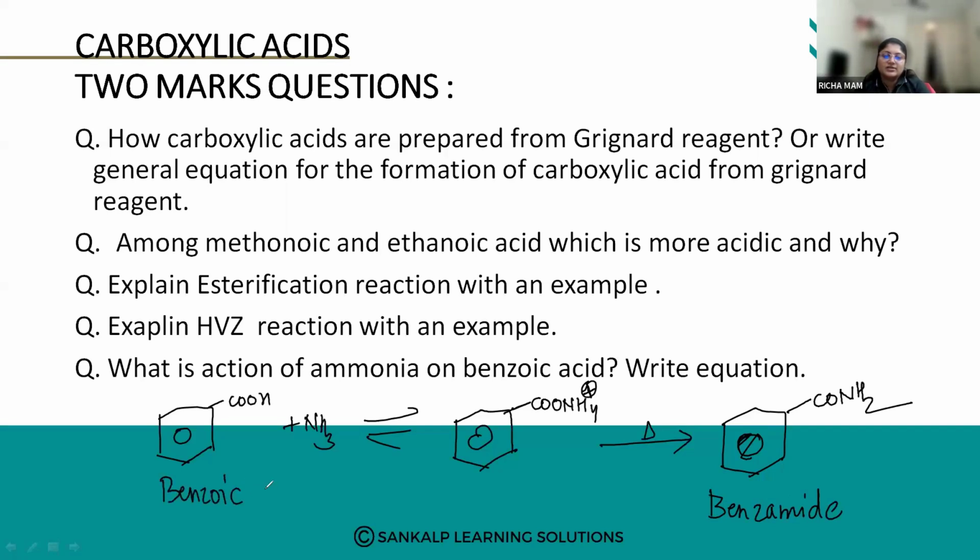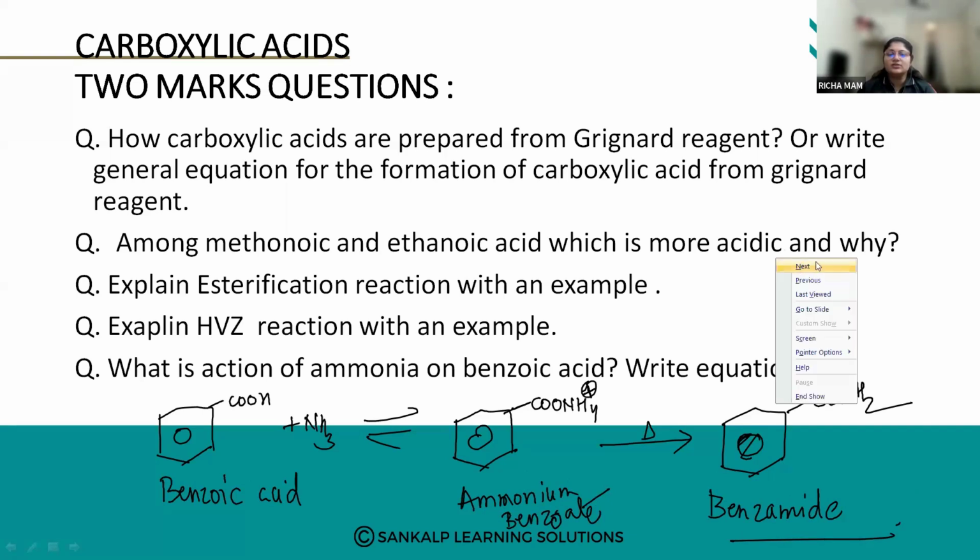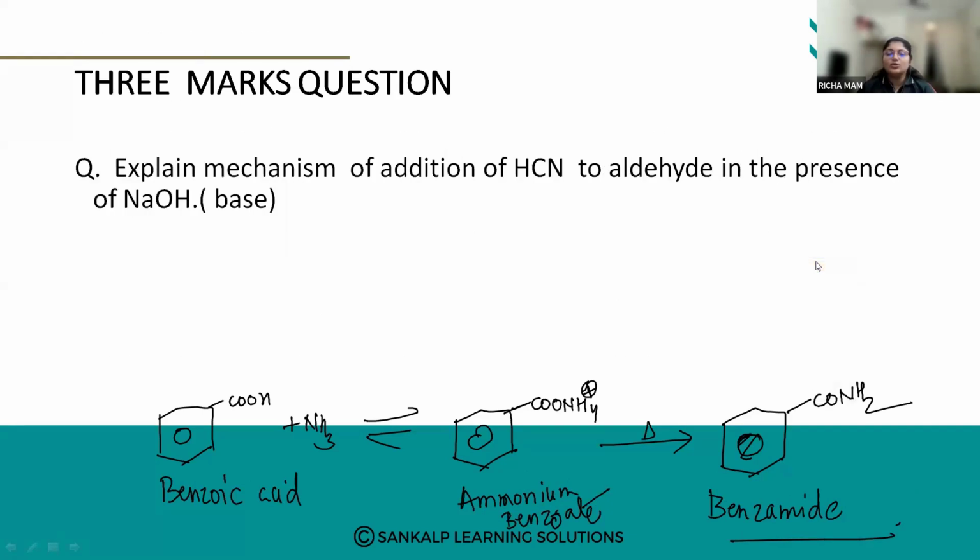So benzoic acid is heated with ammonia to give you ammonium benzoate. This ammonium benzoate, I'm heating, to give you benzamide. Got it? Is it clear? Okay, so these are the questions from your 2 marks.